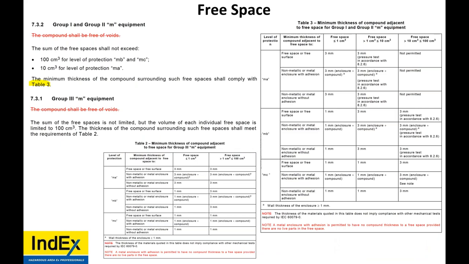So when you go into free space, there's a lot of requirements. What the maximum size of free space is depends on the size of the enclosure. So we have a minimum thickness of compound adjacent to a free space. We're looking at 3 millimeters or 1 millimeter. That's for group 1 and group 2. Then for group 3, for dusts, there are other requirements. Voids, well, it's the same thing.